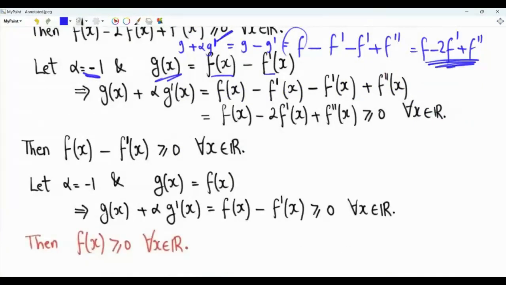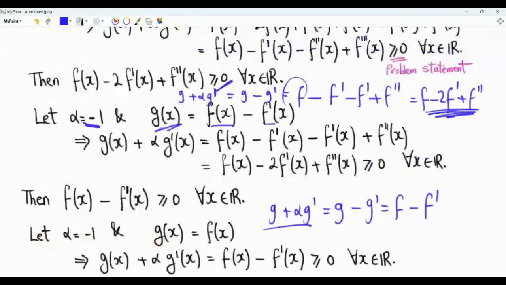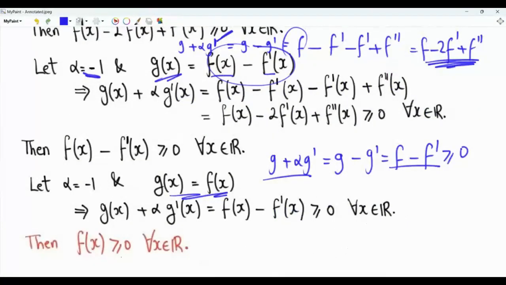The last step is to take g equal to f. G plus alpha g prime with alpha chosen to be minus 1, this is equal to g minus g prime, which is equal to f minus f prime. From the previous step, f minus f prime is non-negative, and by our lemma, it must be the case that g itself is non-negative, and here g is f, so f of x is greater than or equal to 0 for every x in the set of real numbers.